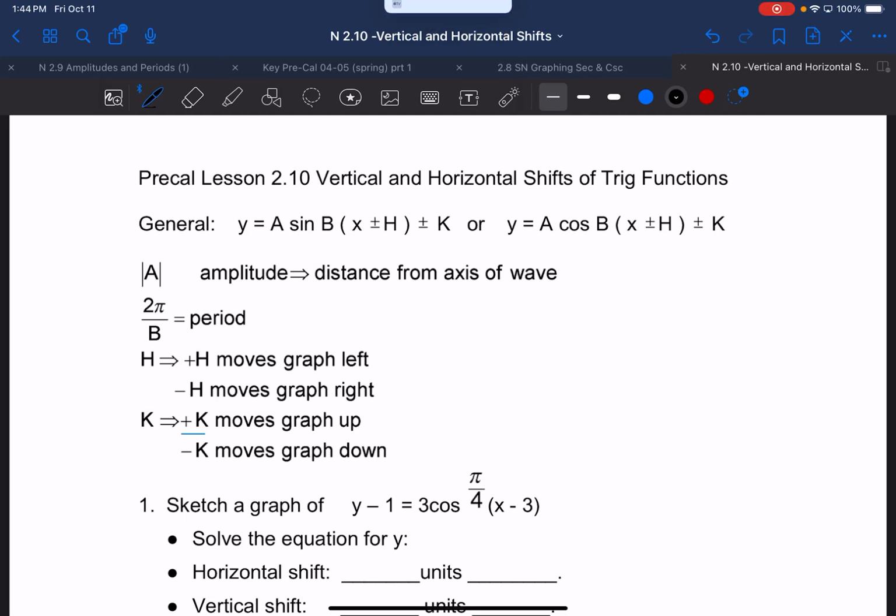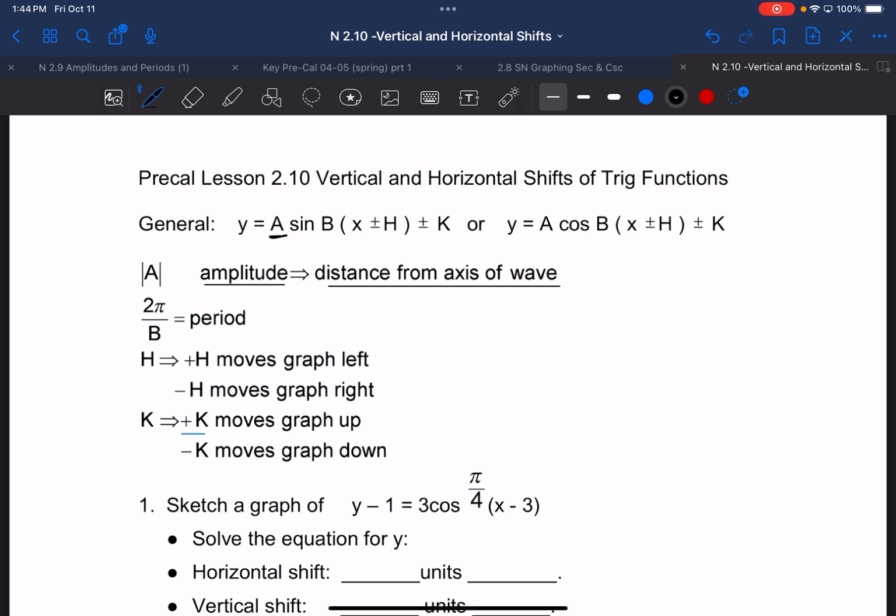and our b values and how those affected our graphs. You guys said that a meant we were doing what? Multiply y. Okay, and the reason we do that is because a is the amplitude, right? Which is how far away from the x-axis that we go up or down. Which makes sense because y controls up and down.